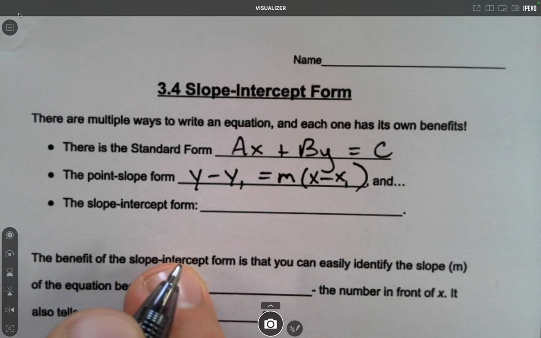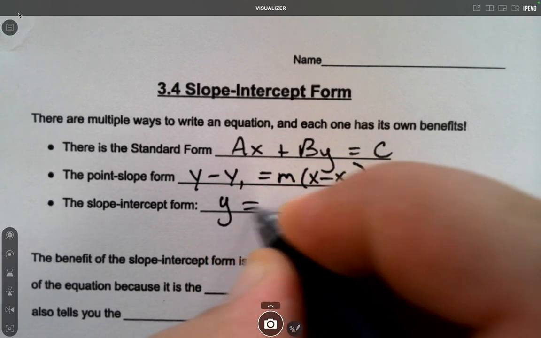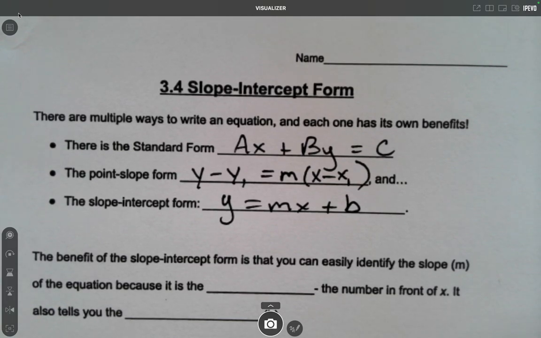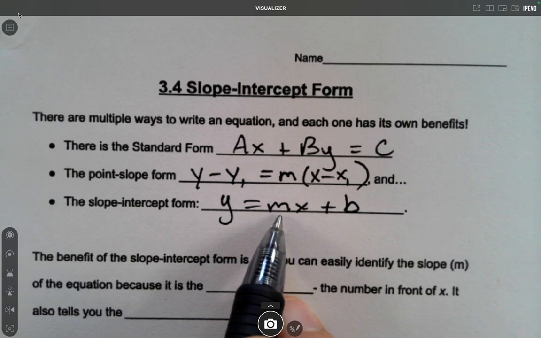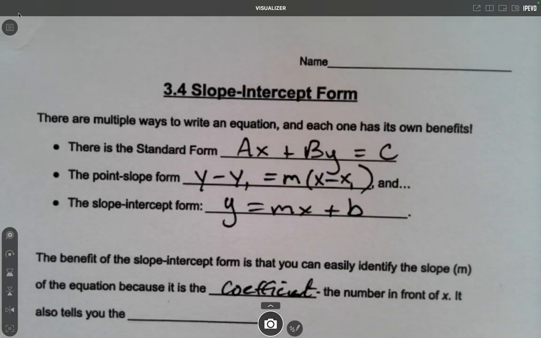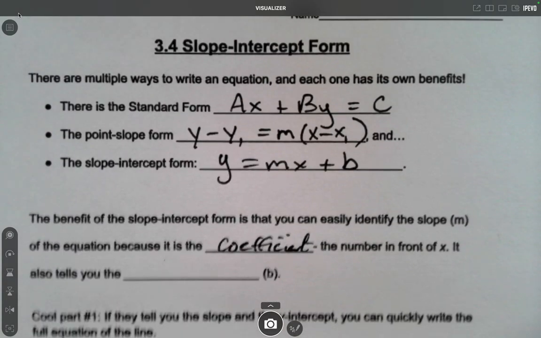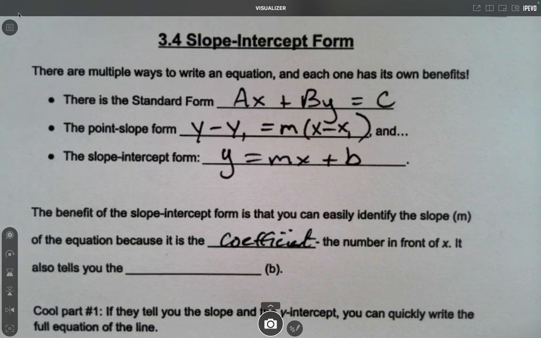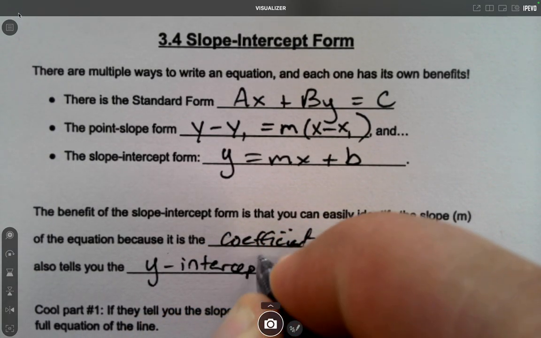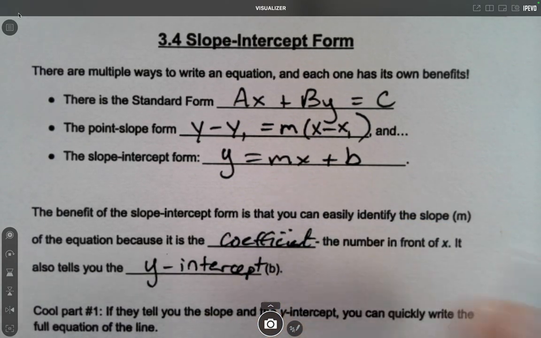But this one, the slope-intercept form, that is our focus today. And its form is y = mx + b. So the huge benefit of the slope-intercept form is just by looking at the equation, you can quickly identify the slope, because that will be the m, because it's the coefficient. It's the number in front of the x. So just by looking at the equation, you'll know right away, oh, the slope is that, because it's the number staring at you that's right in front of x. It also tells you the y-intercept. That's the b, so that's the constant, the number by itself.